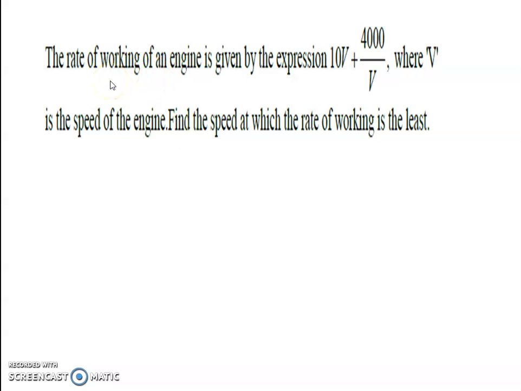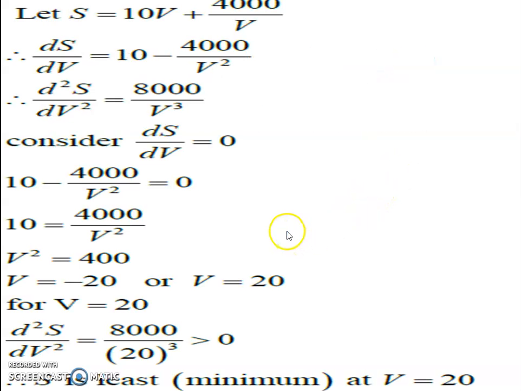Now our theoretical examples start. The rate of working of an engine is given by the expression 10V plus 4000 by V, where V is the speed of the engine. Find the speed at which the rate of working is the least.